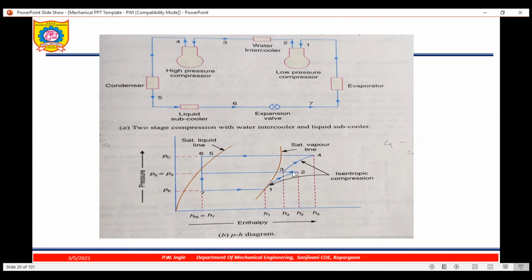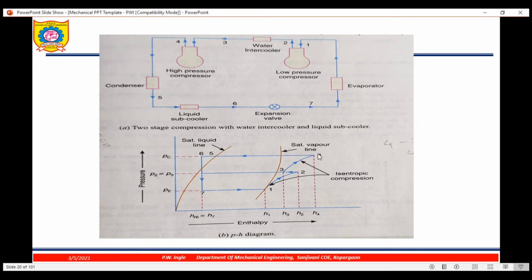Now here you see 2 to 3. State 3 is not completely liquid. It is in the superheated region. This region is superheated. So because of this water intercooler, state 3 is a somewhat superheated state. And then it is again compressed, 3 to 4. State 3 is not dry saturated, it is superheated.